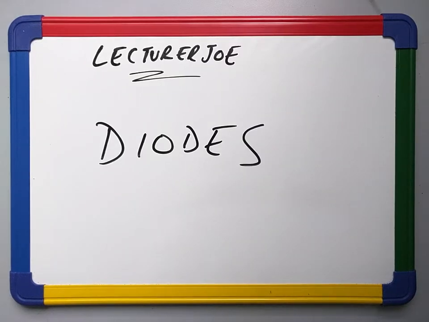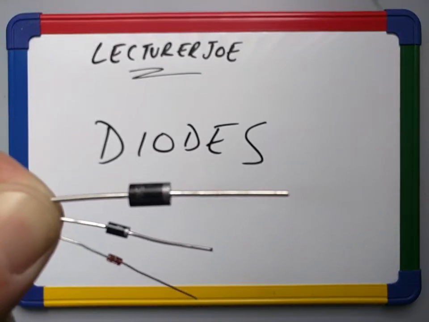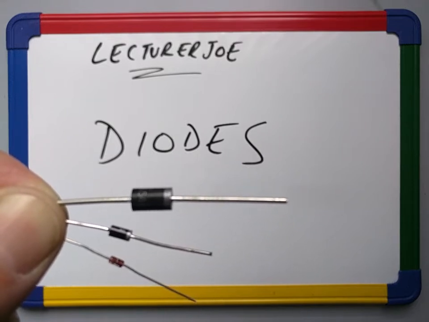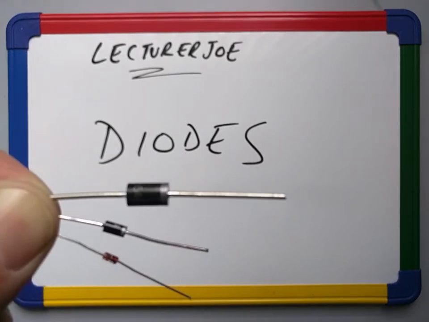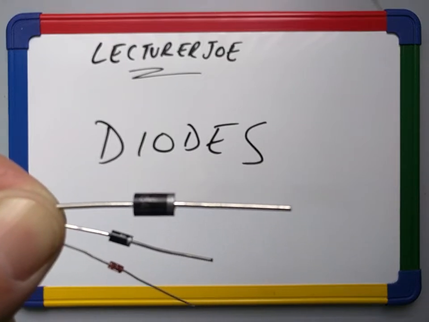Today we're going to take a look at diodes. We've got a couple here that you can take a look at. So this is what they look like in real life. They look a wee bit like a resistor with a leg out each end, but we don't get the coloured stripes on them. They're usually just one colour with one stripe at one end.